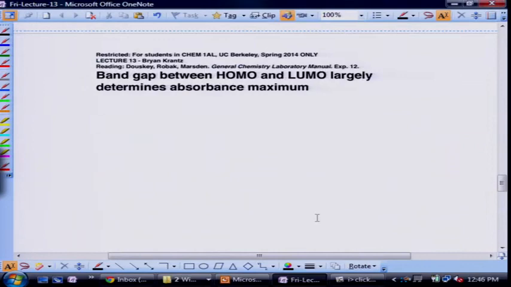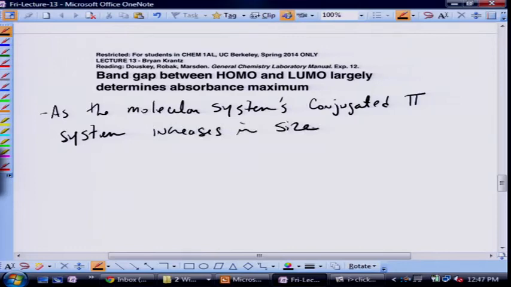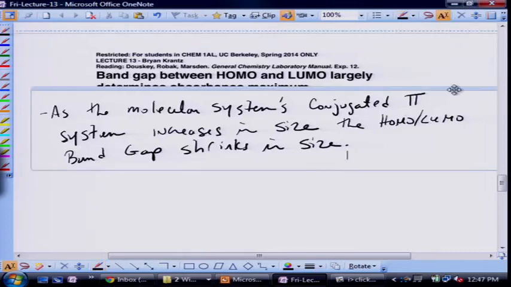So as the molecular system's conjugated pi system increases in size, what happens? The HOMO-LUMO band gap shrinks in size. That's why you need many ethylenes chained together to make something like beta-carotene or lycopene, in order to get a band gap that's compatible with visible light. Otherwise, you just have a molecule that absorbs UV well.